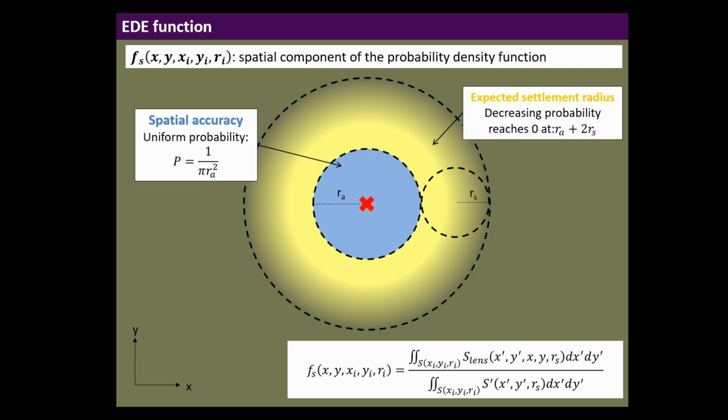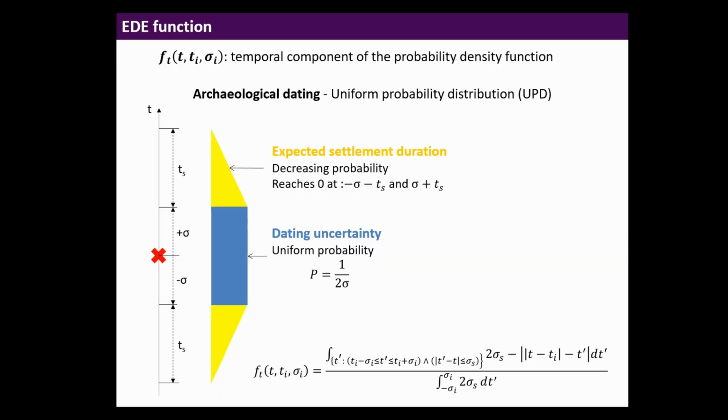So the center is given by the location of the find of the evidence. Then around it we have a region of uniform probability that's just given by the area of the radius of accuracy of the location, and then we have a region that's given by the size of the expected settlement. So we have to, let's say, by expert knowledge, determine or plug in some expected diameter or radius of the settlement. This is integrated. I'm not going to go too deep into that since we don't have so much time.